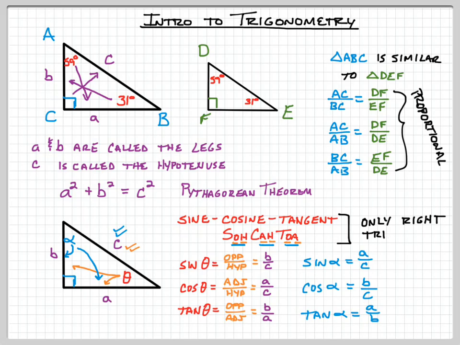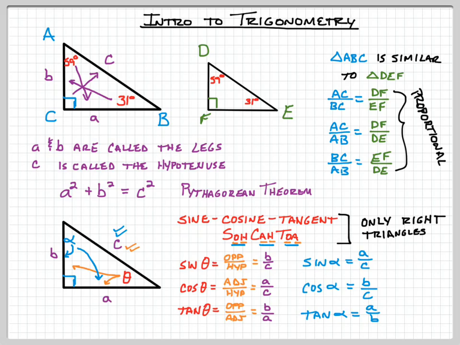Something to keep in mind as we go through all of this: sine, cosine, and tangent can only be used with right triangles. I've seen people try to use these with non-right triangles. It just does not work. It's about the proportion and the relationships of sides and angles with right triangles. It does not work with other ones.